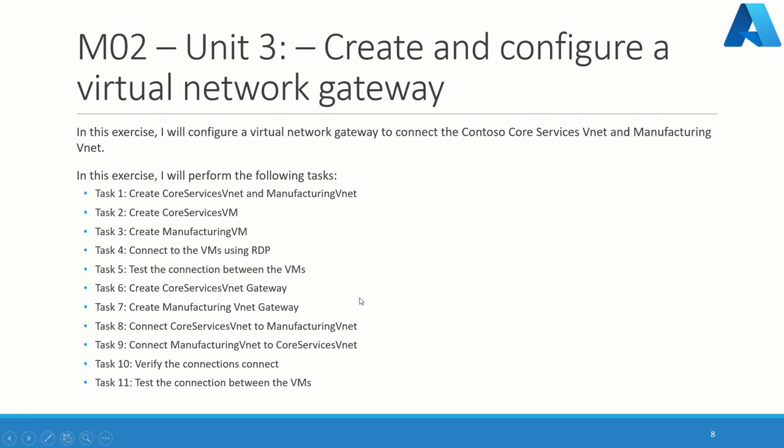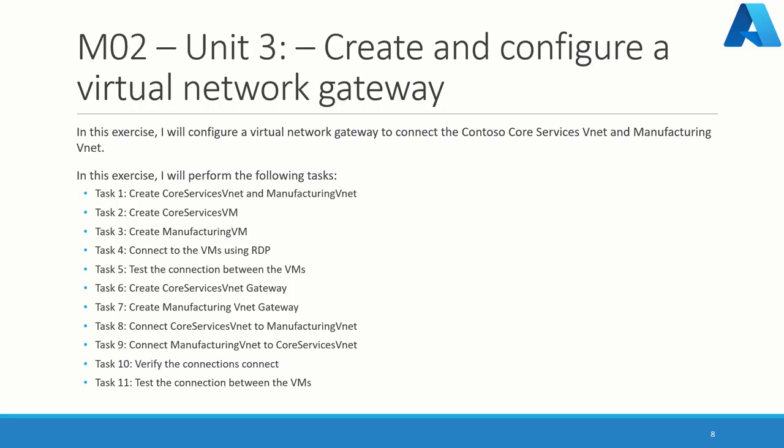In this exercise, I will configure a virtual network gateway to connect the Contoso core service VNet and manufacturing VNet. So instead of using VNet peering, we can use a virtual network gateway to connect two virtual networks together so that the resources on those virtual networks can communicate. And that is exactly what I want to do.